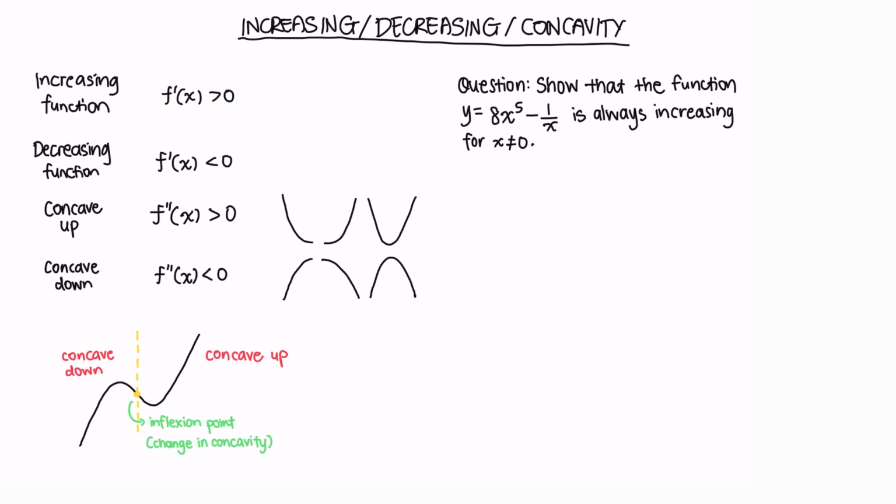Now the first thing we need to do is find the first derivative. So I'm just going to write dy over dx. Of course you can also write f prime x. And we'll find this as 40x to the power of 4 plus 1 over x squared.